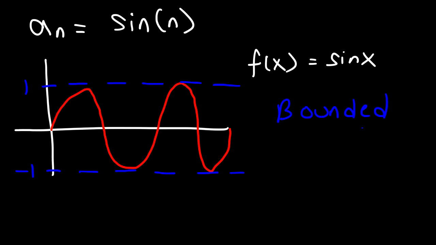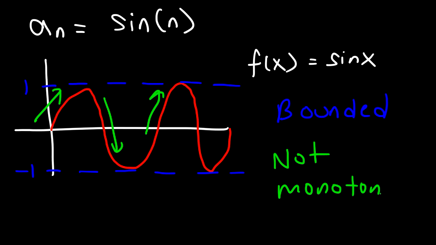Now, is it monotonic? Well, it increases, then decreases, then increases. So it doesn't always increase or always decrease. There's no general trend, so it's not monotonic. Therefore, since it's not monotonic, but bounded, it's divergent. In order for the sequence to be convergent, it has to be both bounded and monotonic.